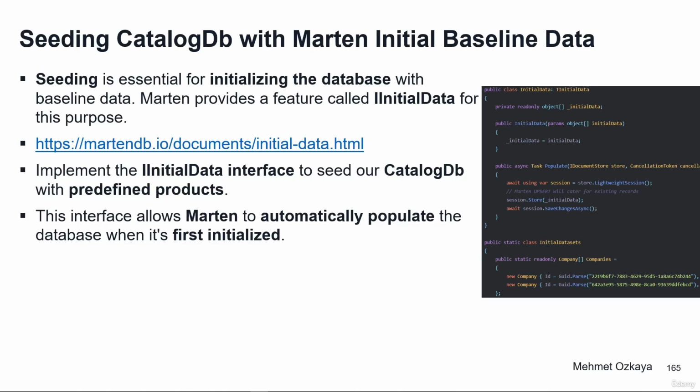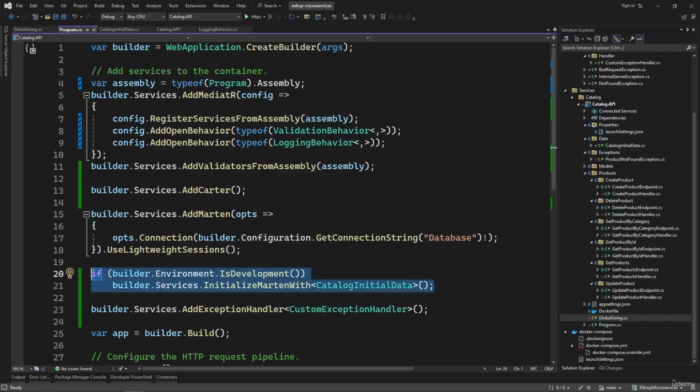In this video, we are going to test seeding initial data with Marten on PostgreSQL database for our catalog microservices. First of all, please open Visual Studio. The first thing we should ensure is that our PostgreSQL database container is up and running.